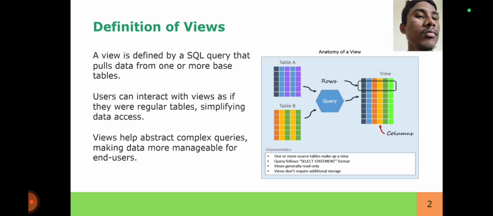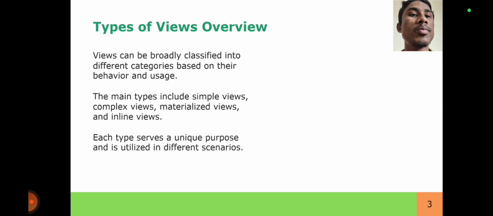Here see the diagram. Here table A contains some data and table B contains some data. Here we can combine the two tables with some queries, and that is a view. Here we can write queries to combine these tables, and the tables contain some data, etc.